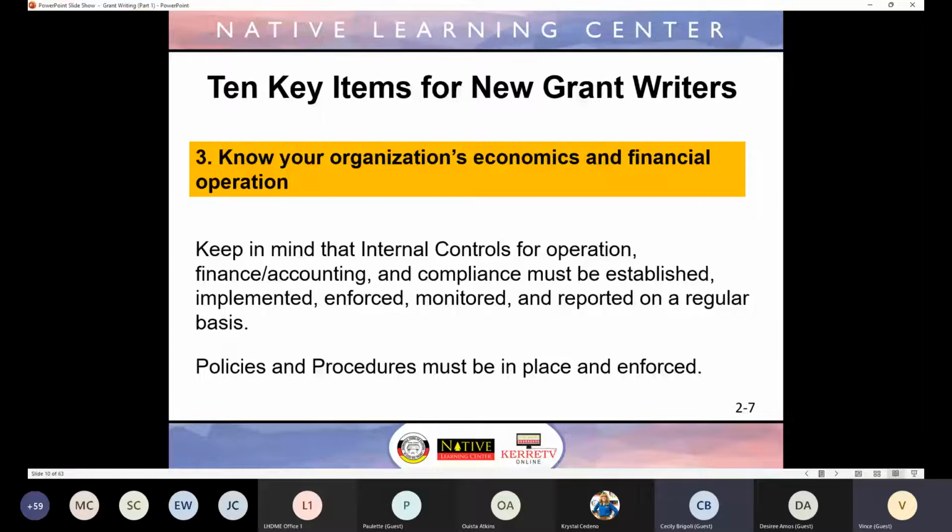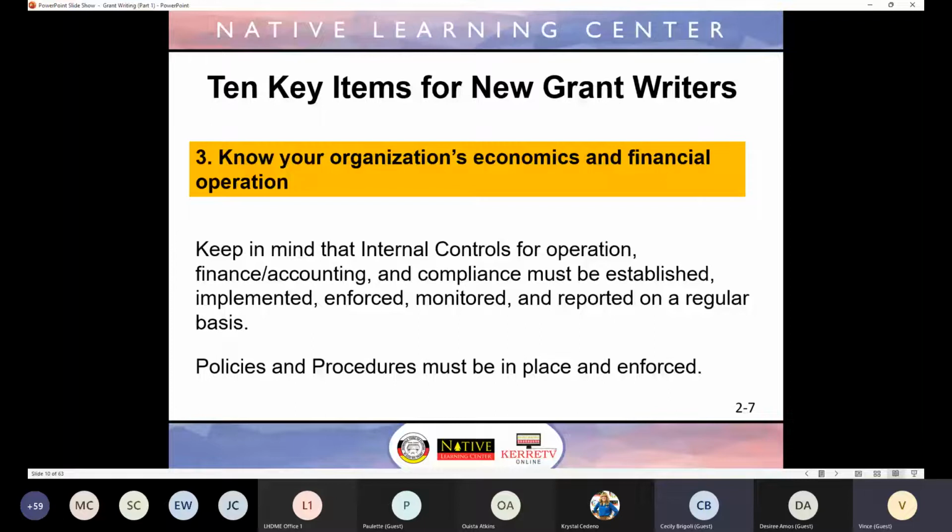So do yourself a favor, if you haven't pursued this, get a better understanding of the financial operations of your organization, get a better understanding of how your organization operates as a whole, and get a better understanding of any compliance regulations that are put in place or need to be put in place based on the funding that you're pursuing.